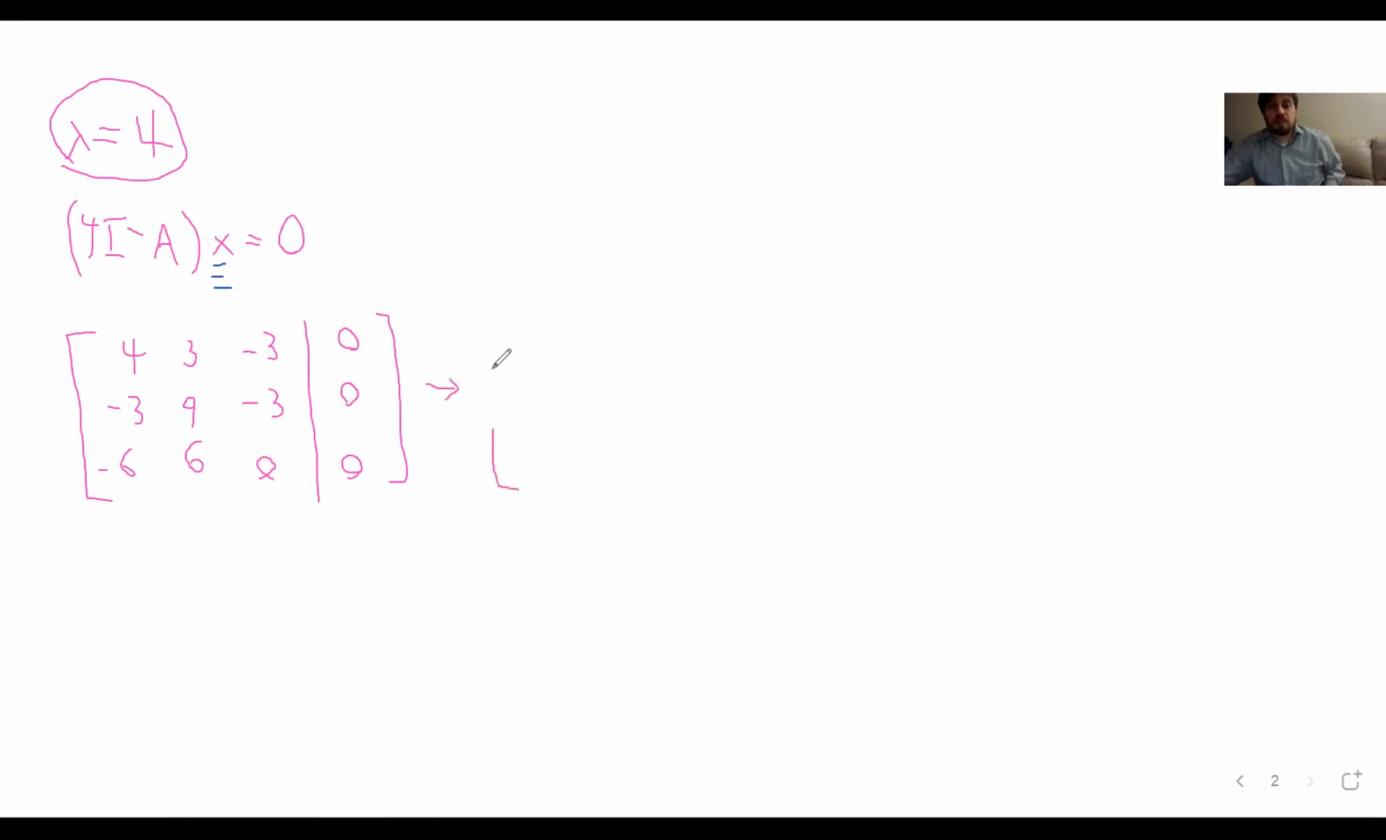So getting this to reduced echelon form, let's say I multiply the first row by 1/4. So 1, 3/4, negative 3/4, and that's 0. And then in the next row, let's say I take 3 times that row and add it to the second row to get a 0 here. So 3 times this new top row to the old second row.